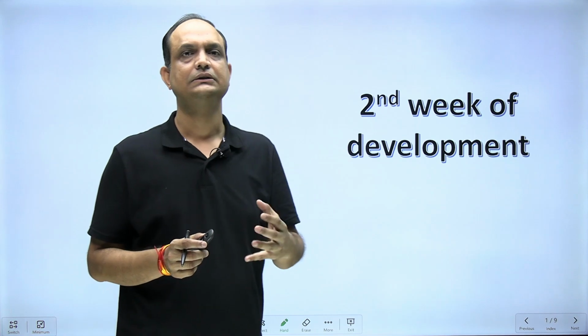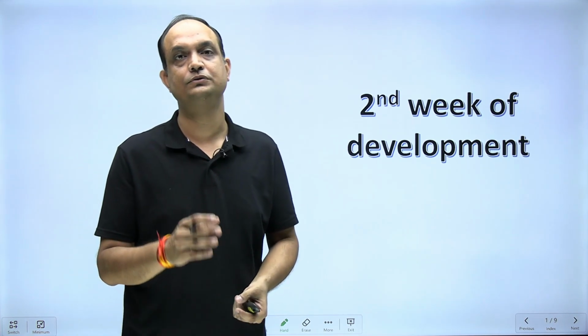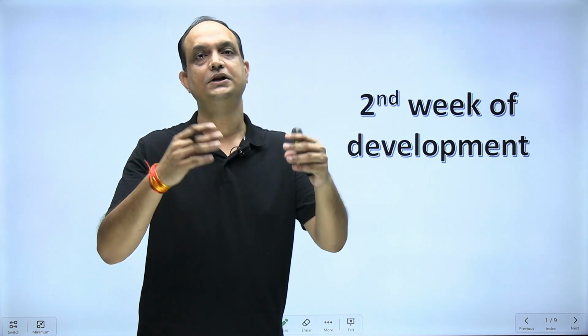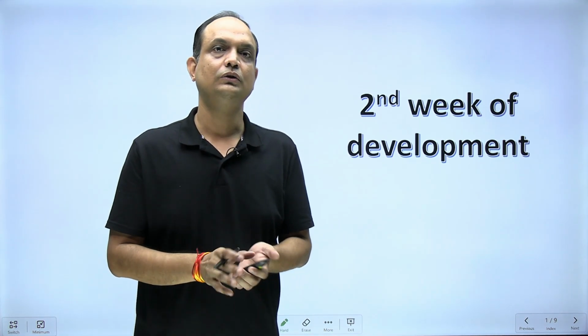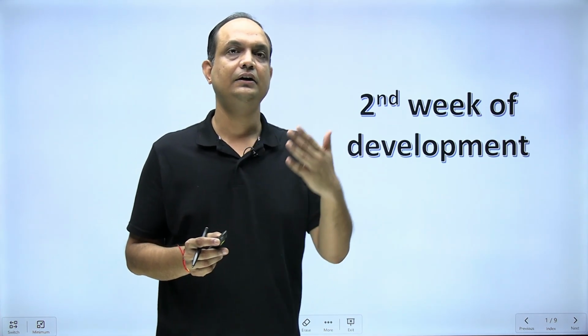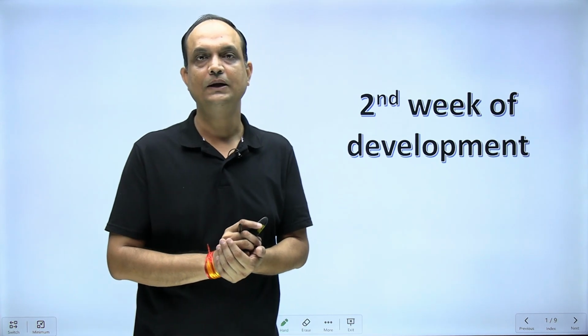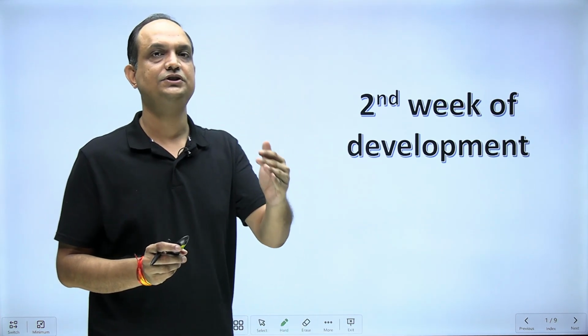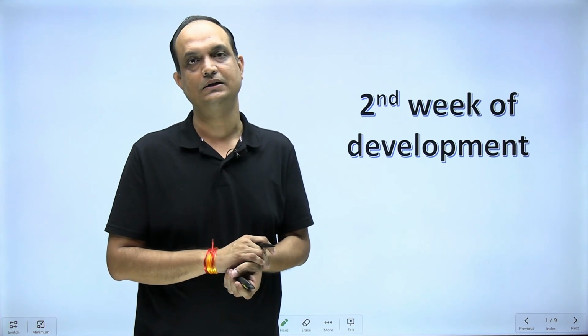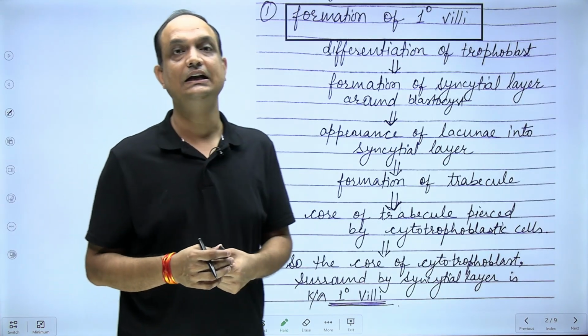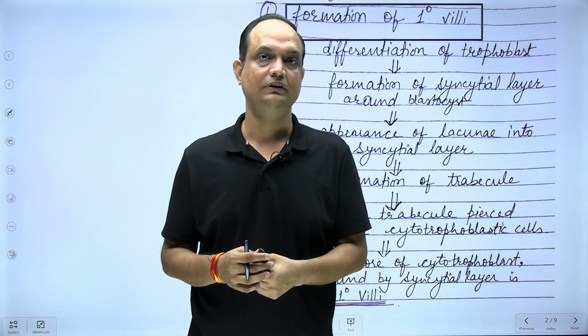Once there is a partial attachment of the blastocyst, it will start to penetrate deeper and deeper inside the endometrial wall. So, there are changes starting in the outer layer, that is in the trophoblast, and simultaneously the changes also start in the inner cell mass, that is in the embryoblast. First, we will discuss the changes in the outer cell layer in the second week of development.